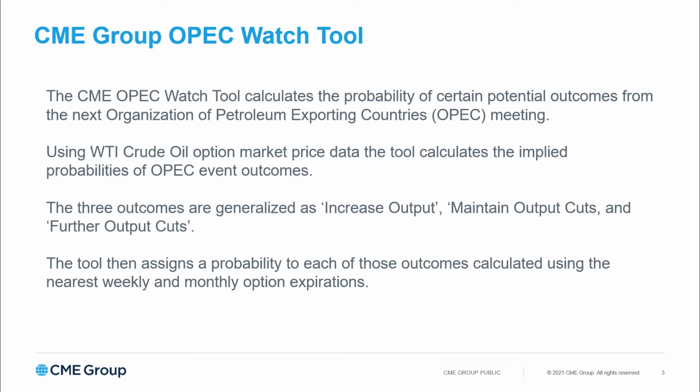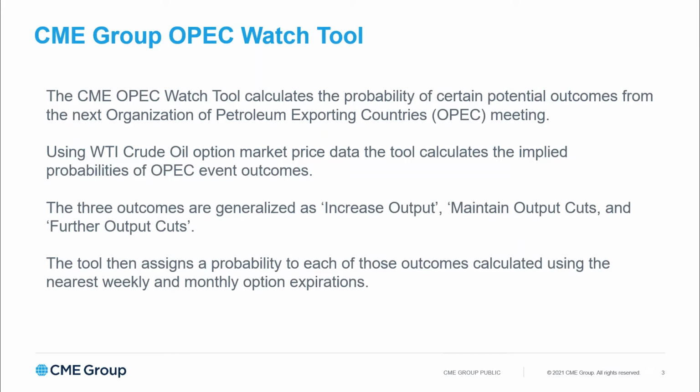The watch tool calculates the probability of certain potential outcomes from the next Organization of Petroleum Exporting Countries. That's OPEC. It takes the probability based on options, and it helps determine probabilities as you're leading into the next OPEC meeting, which is in March. This is February 25th, the date we record this.